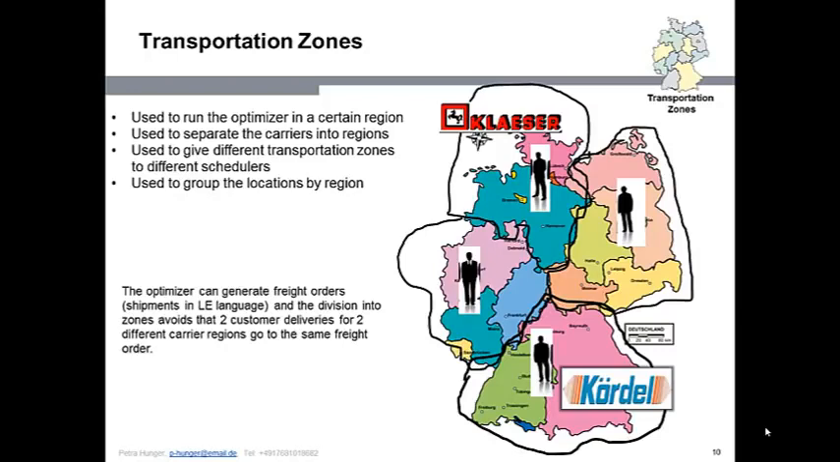To give you an example, the optimizer can be run for the north of Germany only. The optimizer then looks at all freight units and OTRs whose target location is within North Germany. As a result, it will generate freight orders that serve those customers in the best possible sequence, with a minimum of empty runs and a minimum of distance traveled. The optimizer can take many things into account, so this is a simplistic example, but just to give you an idea what transportation zones are used for.